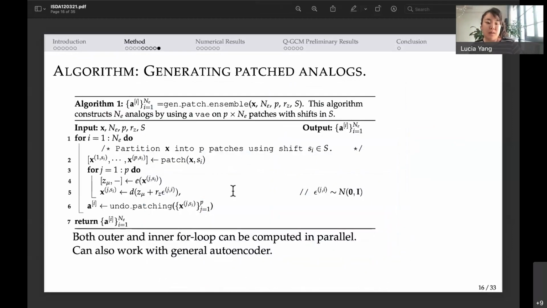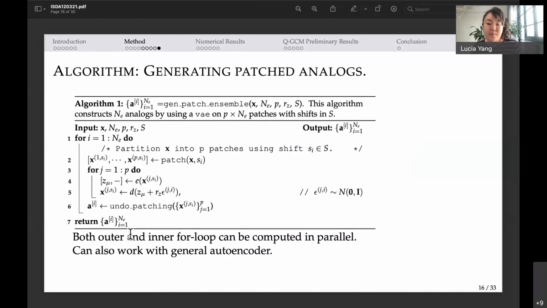What we do is we partition our sample into multiple patches, push each of those patches through our encoder, add noise to them, decode, and then undo the patching. And this algorithm is just here to show you that this double nested for loop can be computed in parallel. Each of these parts can be done on different processors.